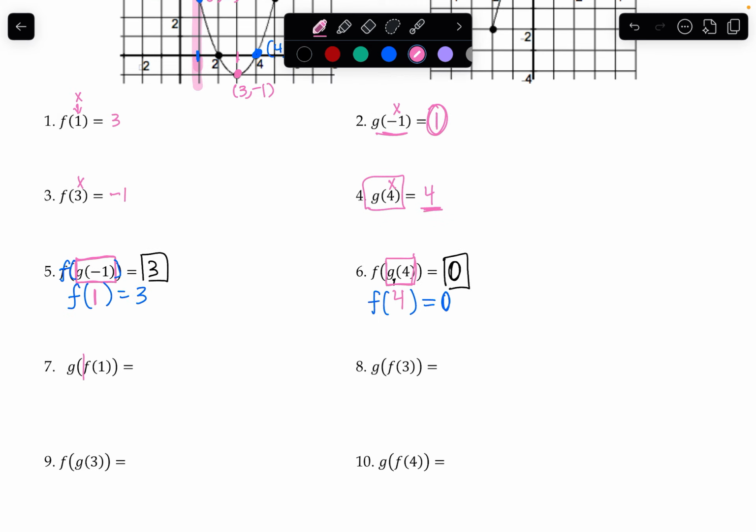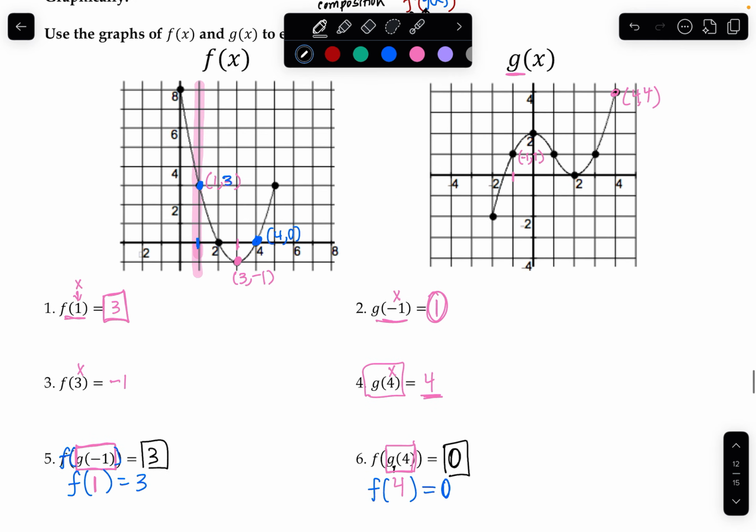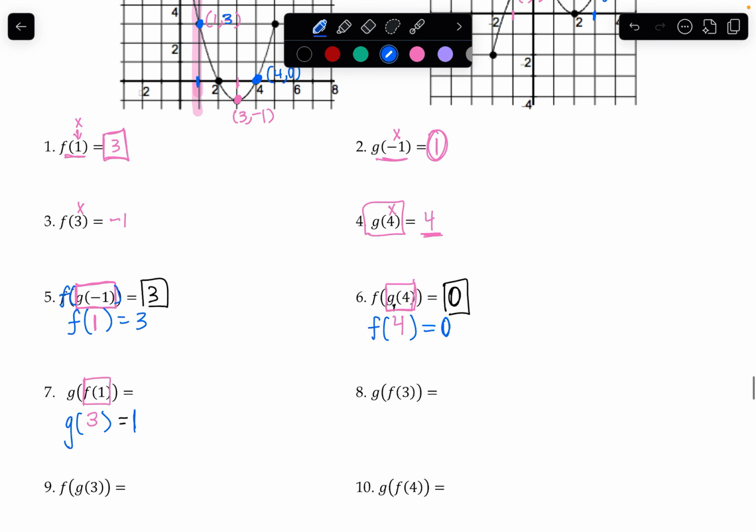In number 7, we have to figure out what f of 1 is. We figured out earlier that f of 1 is 3. So this problem becomes g of 3. And so we have to go back to the g function. And at 3, we have the point (3, 1). So 1 is the output for g of 3. So that means my final answer is 1.